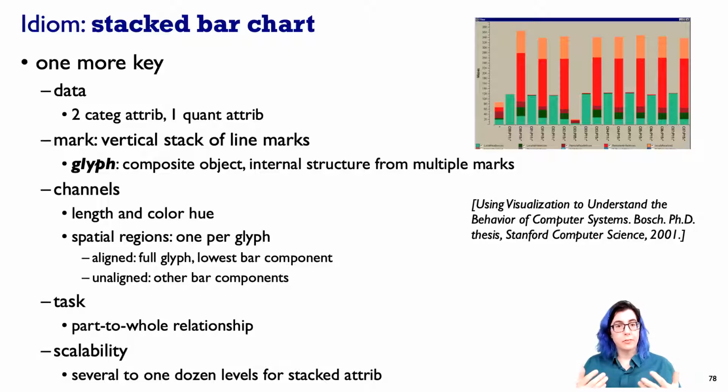And this is a key asymmetry that although they're both categorical attributes, we can handle far more levels on the one we're spreading horizontally than on the one we're stacking. That's the kind of asymmetry and differences that we're really trying to uncover with this sort of systematic discussion and analysis.